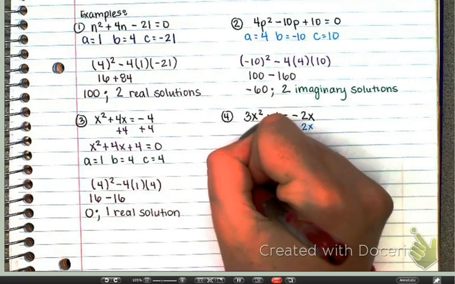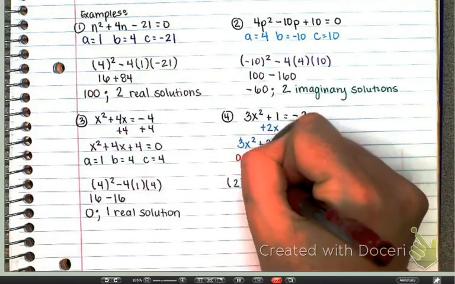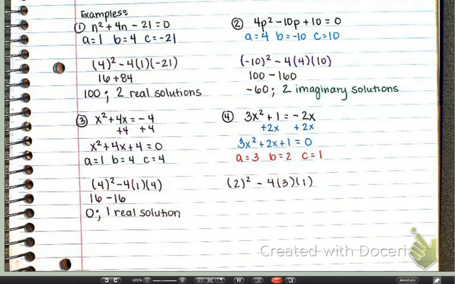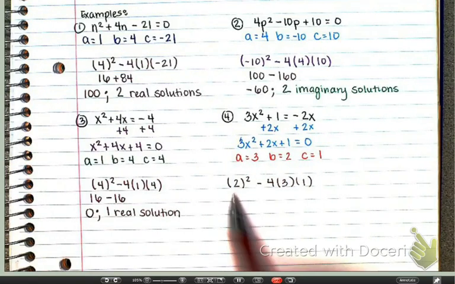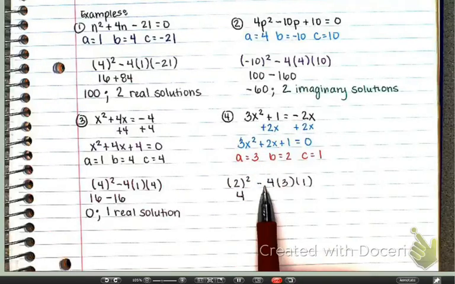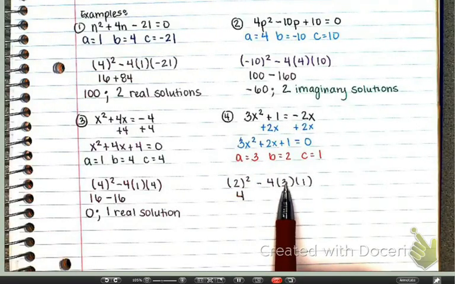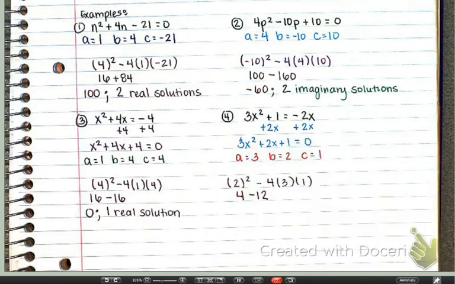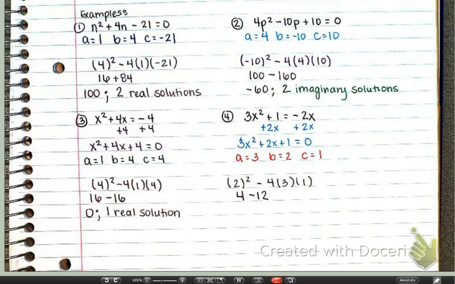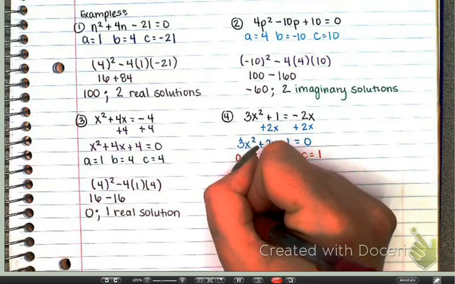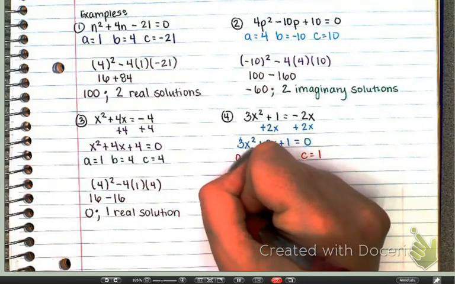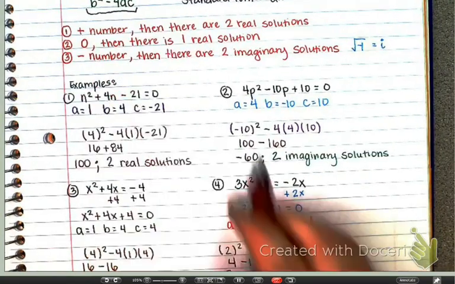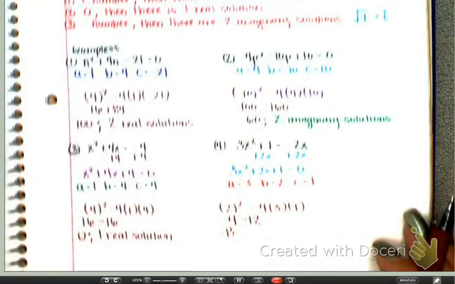So B squared minus 4 times A times C. 2 squared is 4. I have negative 4 times 3, which is negative 12. Negative 12 times 1 is a negative 12. 4 minus 12 is a negative 8. And again, if you come back up top, a negative number tells me there are 2 imaginary solutions.